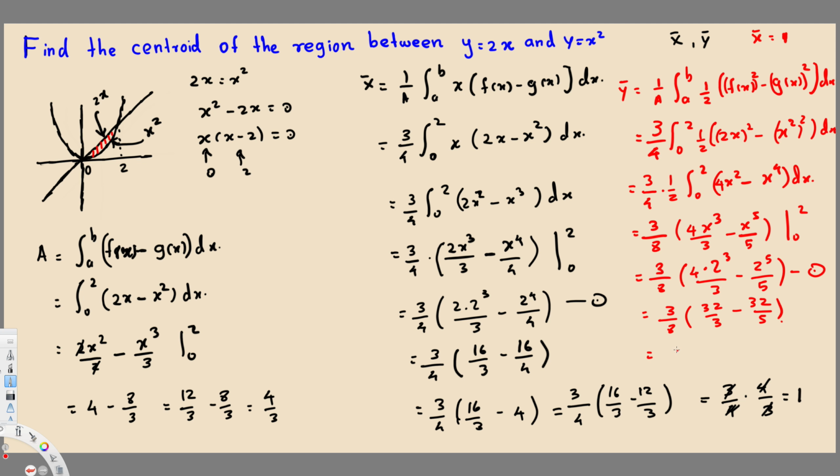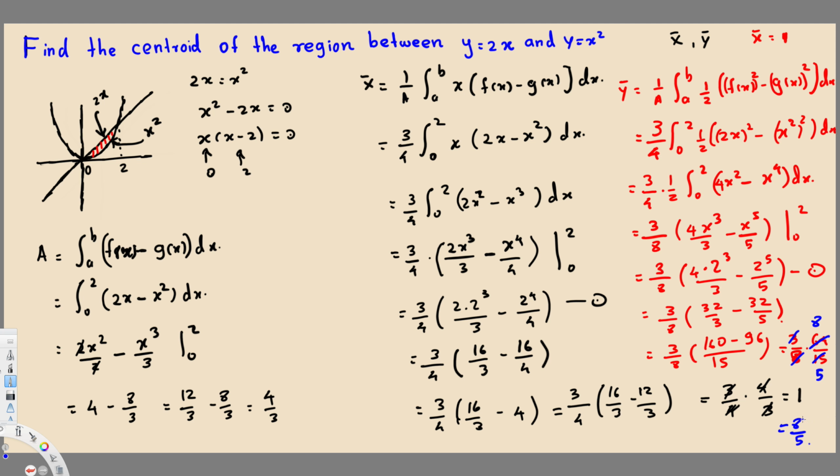Then we can take 15 as our common denominator. So 3 over 8, 15 common denominator, so this is going to be multiplied by 5, that's going to be 160, and then this is going to be multiplied by 3, that's going to be 96, and if you subtract, you will get 64. So 3 over 8 times 64 divided by 15. Let's cancel this one. Here 3 and 15 cancel, we get 5 right here, 8 and 64 cancel, we get 8 right here. So the final answer is going to be 8 over 5.